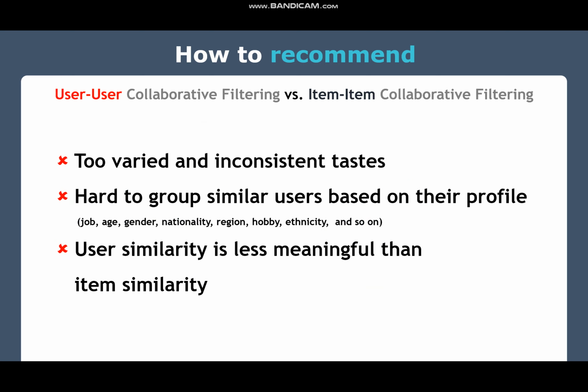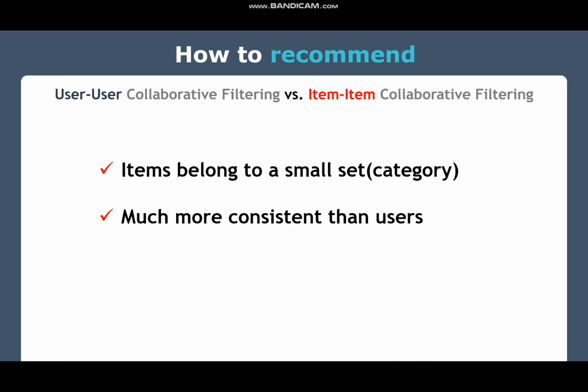So the problem of user-based collaborative filtering for this topic is that the tastes of users are too varied and inconsistent. So it's hard to group similar users based on their profile, such as job, age, gender, nationality, region, and so on. Because of its nature, the user similarity is less meaningful than item similarity. However, items belong to a small set and it's much more consistent than users. So we've decided to make a system that is based on items.